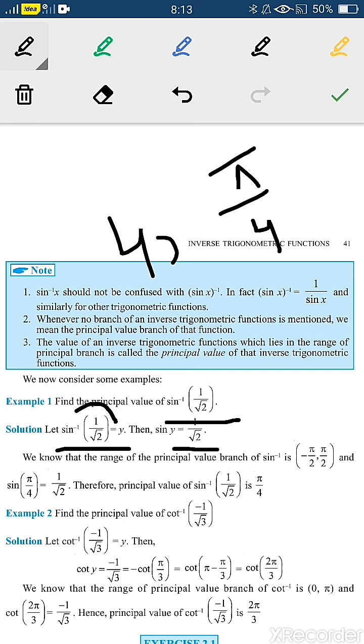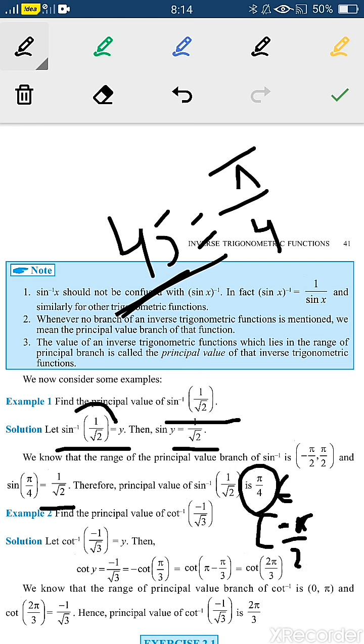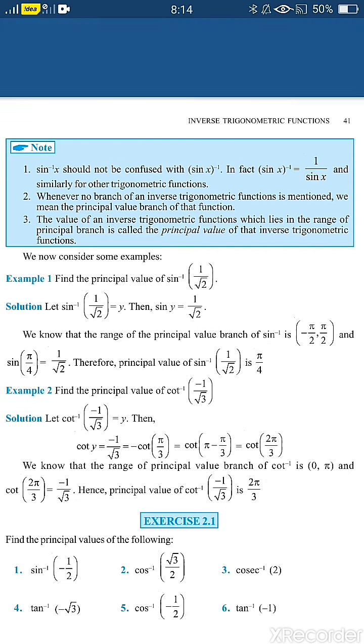We knew that sine 45 degree is equal to 1 by root 2, or we can write 45 degree as pi by 4 also. So we got sine pi by 4 is equal to 1 by root 2, right? So it means the principal value is pi by 4, and we will write this belongs to the closed interval minus pi by 2 to pi by 2. If this belongs to this, then this is called the principal value. Now I hope you are clear with this. Let us do exercise questions now.